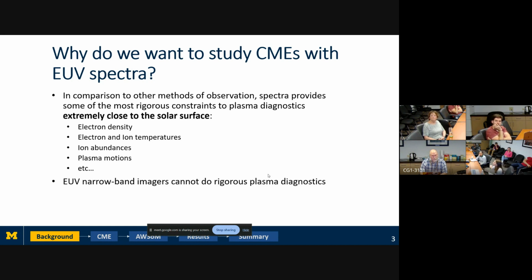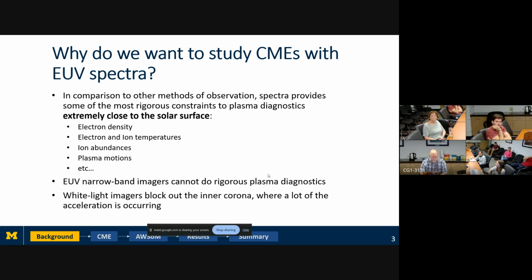So for instance, with EUV narrowband imagers, we can see the full beginning of the CME and as it continues to evolve, but it can't do as rigorous plasma diagnostics as the spectral lines can do. You can get differential emission measures, but you can't always really constrain a lot of the plasma diagnostics.